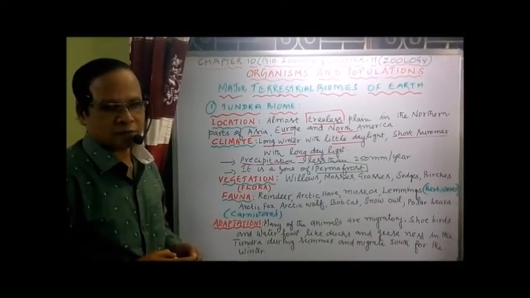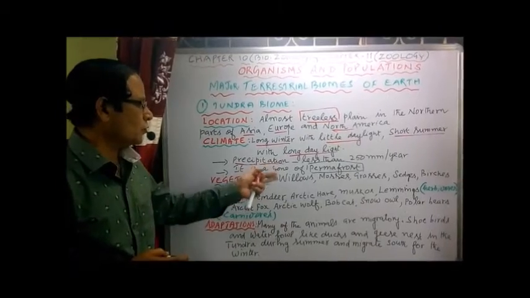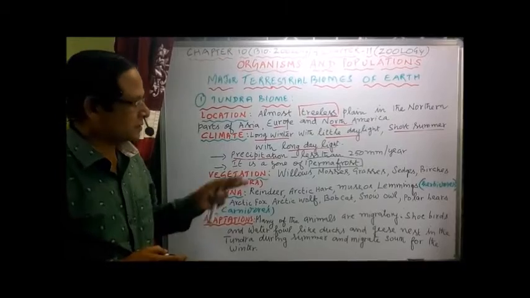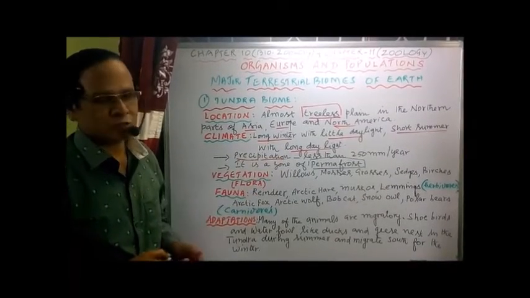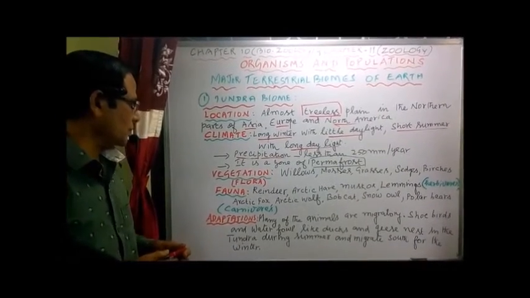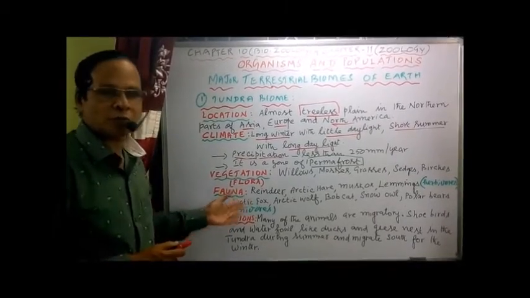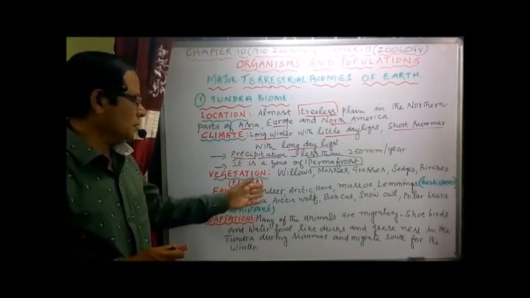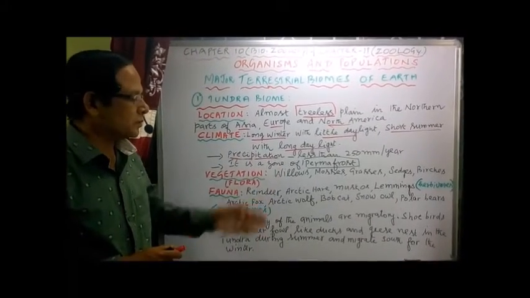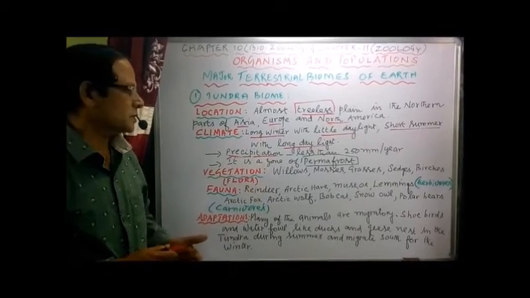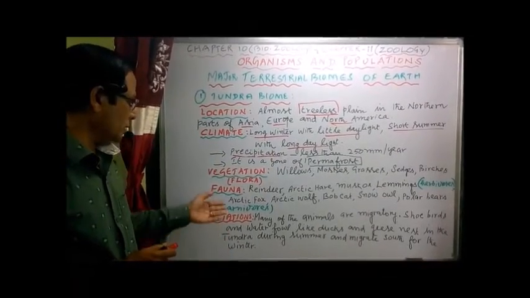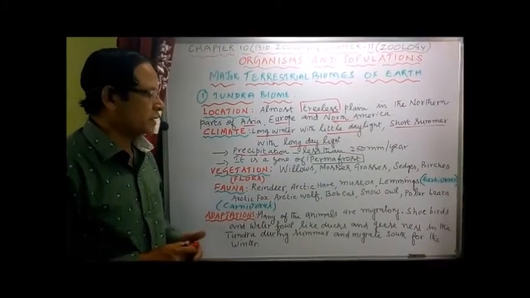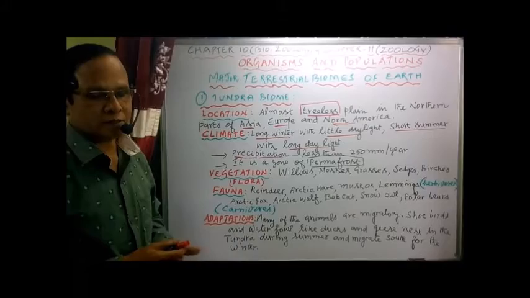Then what are the plants? The vegetation or flora. We have willows, the mosses, the bryophytes. We have just actually short grasses, sedges and birches. These are all the plants or flora. The fauna includes both the herbivorous animals and carnivorous animals. What are the herbivorous animals? Reindeer, Arctic hare, musk ox, lemmings, the birds. These are all the herbivores. And we have the carnivores like Arctic fox, Arctic wolf, bobcat, snowy owl, polar bear, etc.